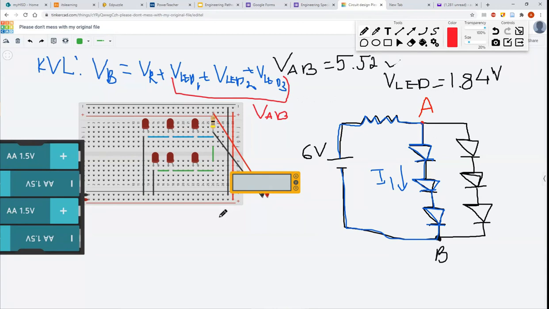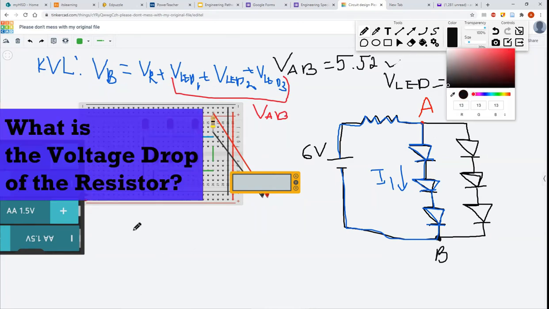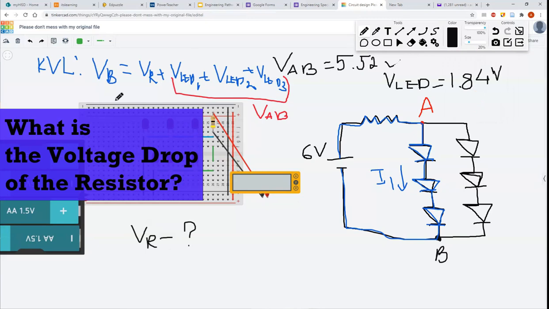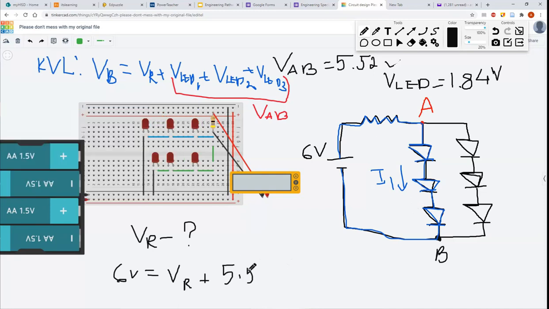So this brings me to another question. Well, if this voltage drop from A to B is 5.52, what is the voltage drop of our resistor? So you have 6 volts in your battery, and this equals voltage drop of the resistor plus the voltage drop of these 3 LEDs. This is just voltage drop from point A to point B, so we already calculated this, plus 5.52. Right, so we get something like 0.48 volts. Okay, very straightforward, right? Because together they have to add up to 6.